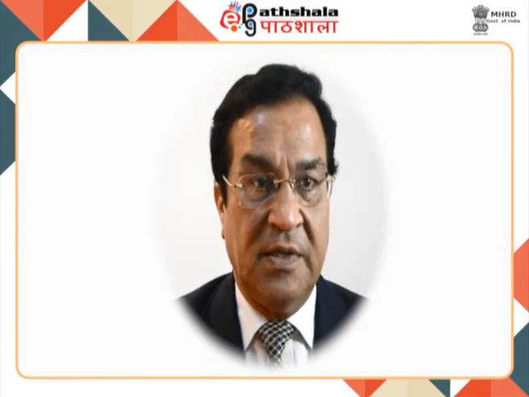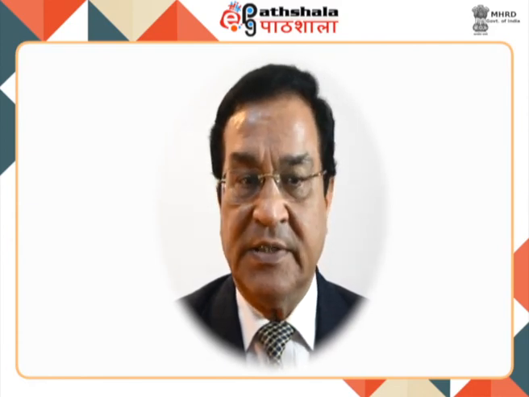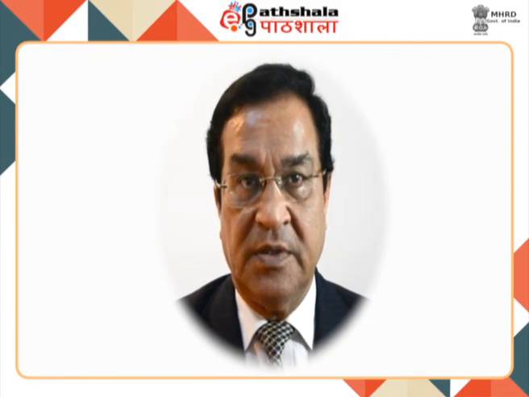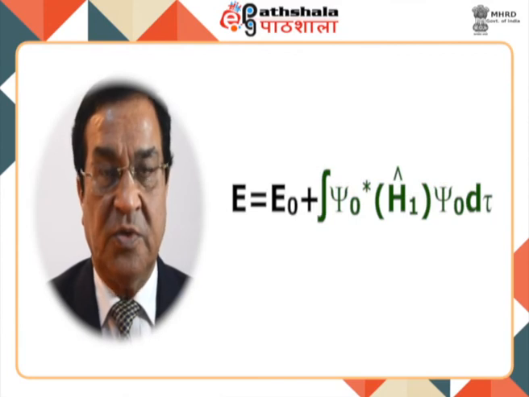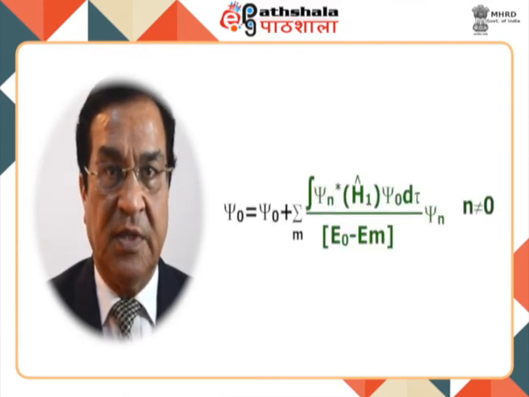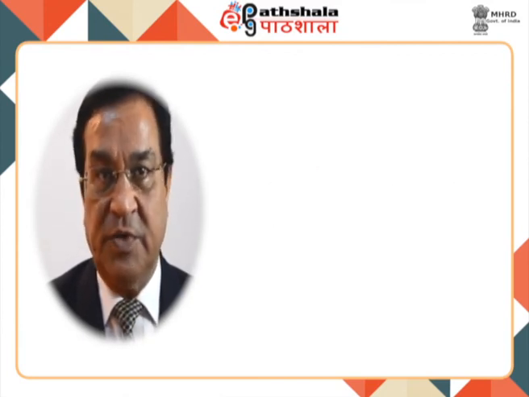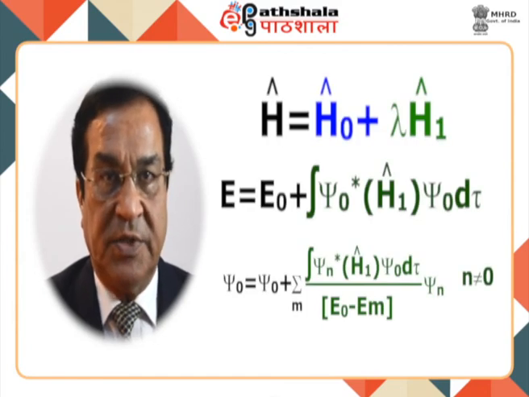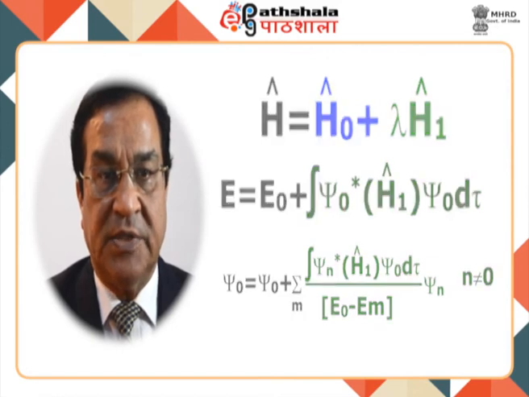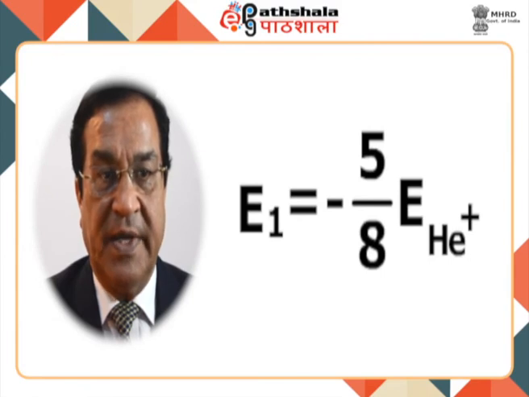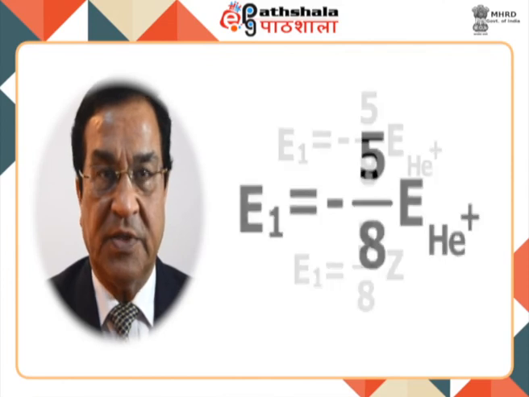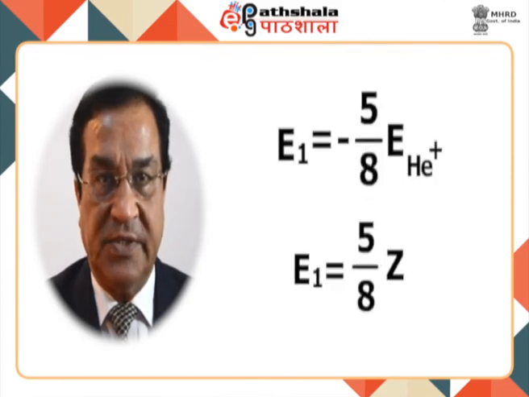We have seen that the time-independent, non-degenerate first-order correction to the Hamiltonian, to the energy, and to the corresponding wave function are given by the various equations which we have already seen. Using these equations, we found that the first-order correction to the energy for the helium atom is given by E1 equals 5 by 8 energy of helium ion, which on further simplification becomes 5 by 8 Z.